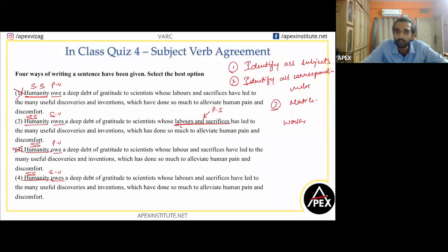We say works, so likewise labors. Okay, I didn't understand your doubt. Are you telling me about it or are you asking me something? Asking? Okay, no, then it will be labors is correct only, don't worry, that part is correct only. Now here, labors and sacrifices, because of this "and" it is a plural. So we need to have a plural verb. It won't be has led, it will be have led, have done. So your answer 4 will be correct.